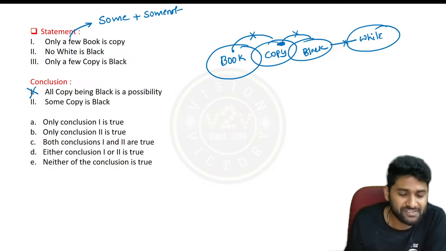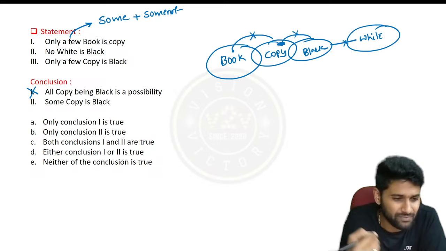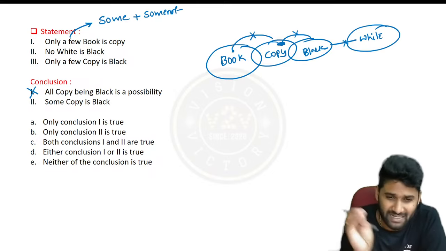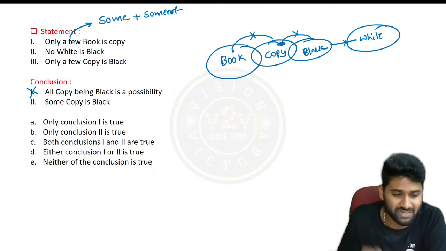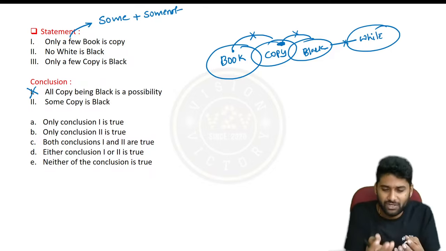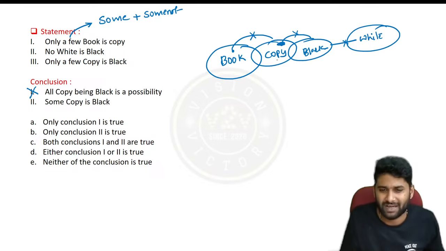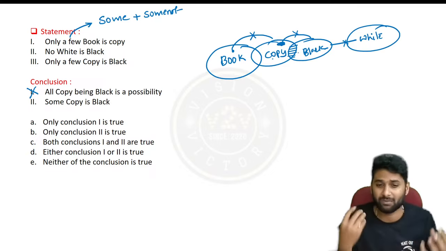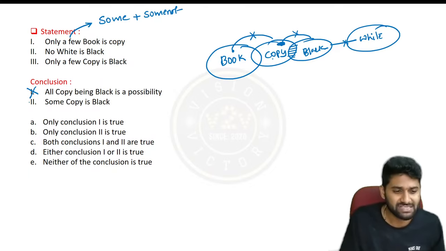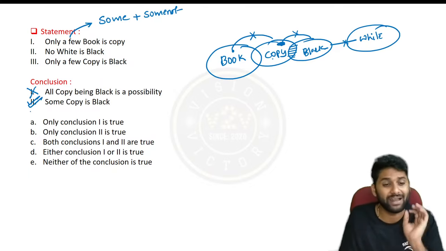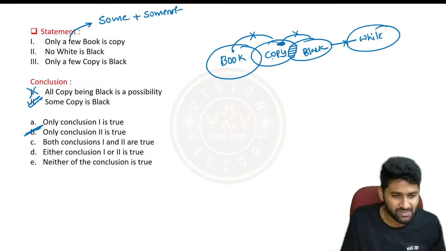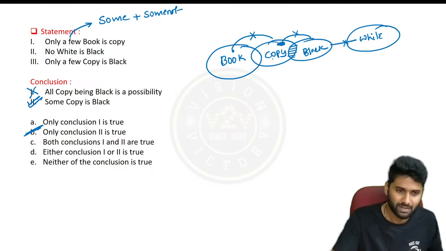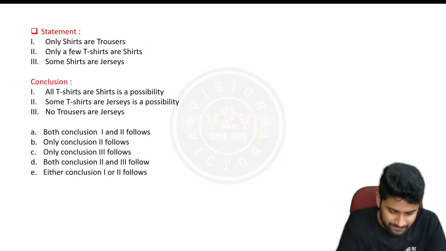Now guys, for conclusions with some or all, just verify the diagram, whether you can see those objects in the diagram or not. No need to go with any assumption. It simply says, can you see some of the copy is black? Here copy is black. If you see the picture, exactly we can see some portion. That's why some copy is black is always a valid conclusion. So conclusion 2 follows. Now go through the second one.